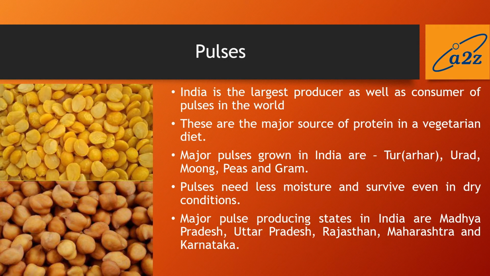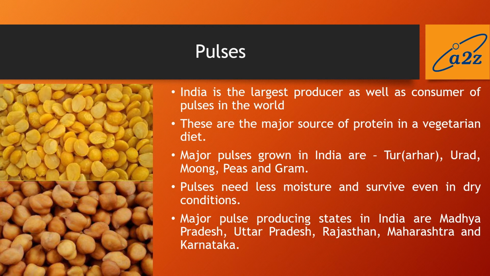Next is pulses. India is the largest producer as well as consumer of pulses in the world. These are the major source of protein in a vegetarian diet. Also, major pulses grown in India are tur, that we call arhar, then urad, moong, peas and gram.